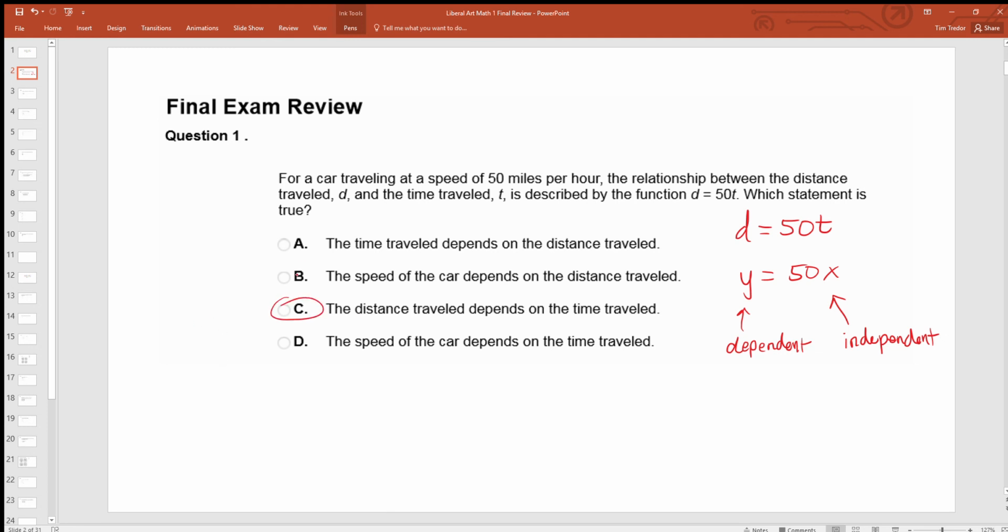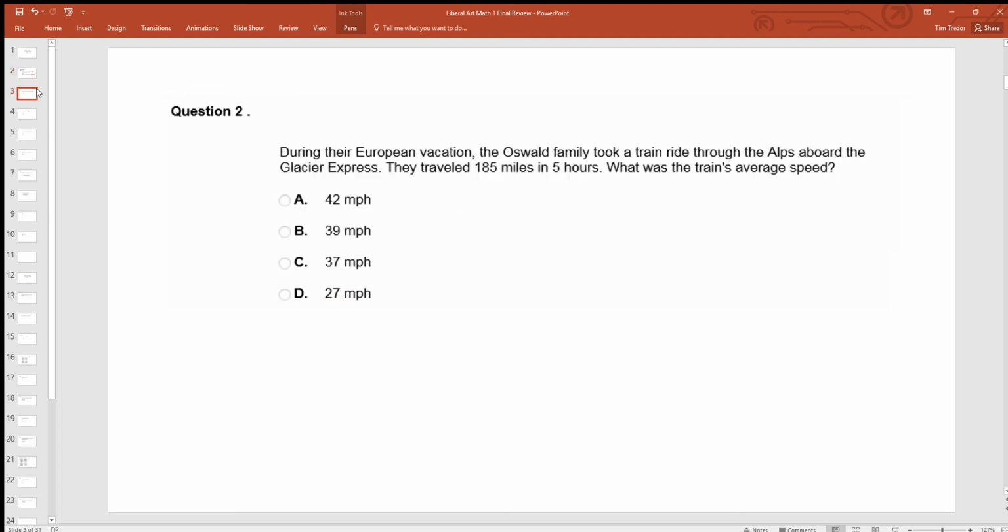We can rule out B and D altogether because the speed of the car doesn't depend on anything. It's stated as fact at the beginning. So your choice is really between A and C. And time is not a dependent variable here. It's an independent variable. All right, on to question 2.